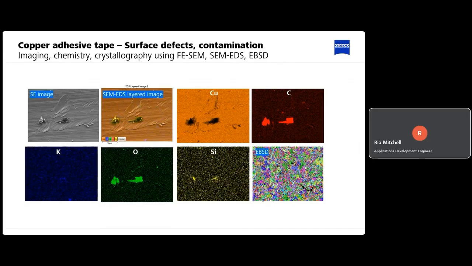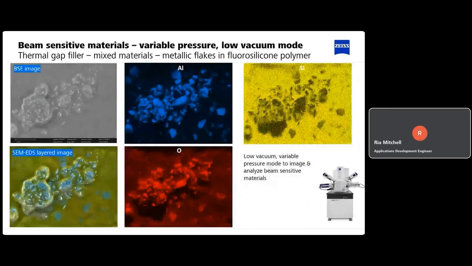So as I mentioned, that's a relatively straightforward example, being able to image a conductive metallic sample at high kV and at high vacuum in an FE-SEM. But what about a sample where we have a mixture of materials?